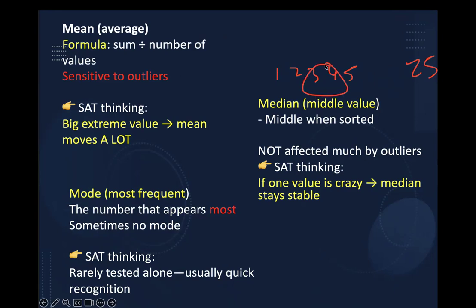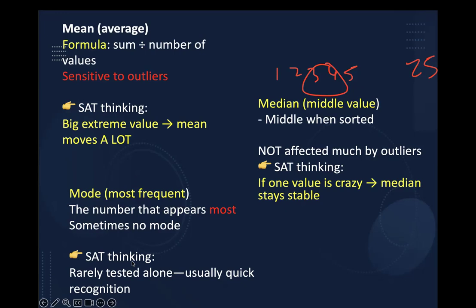And so it does not get affected whether you have an extreme number or not, but the mean will be affected. Pay attention. That's always tested. Therefore, the median does not respond to what? An outlier. If you have a value that is crazy, the median stays the same.